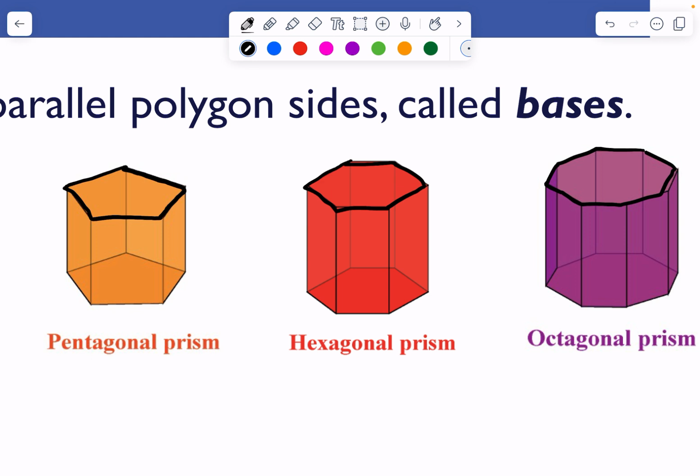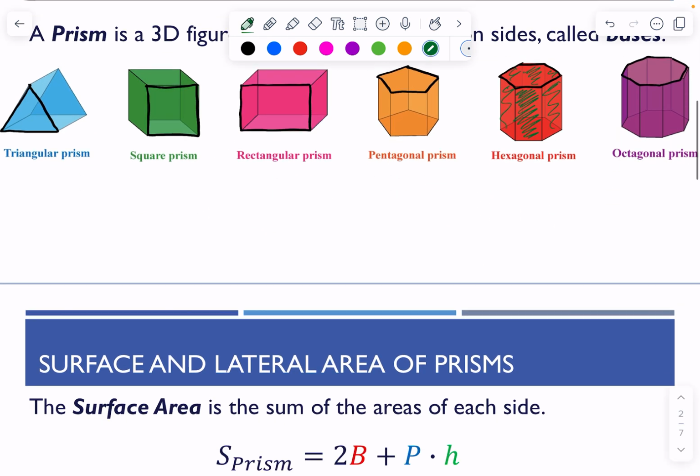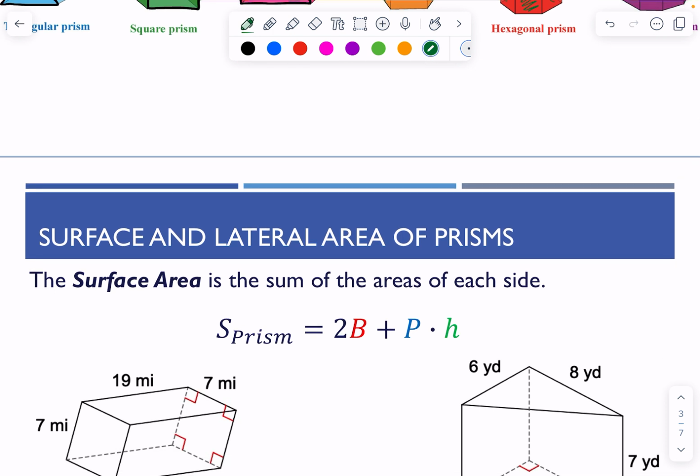Now, if you also notice, the bases are the parallel sides. But in a prism, the other sides, called the lateral sides, are rectangles. So when you look here, for example, on this hexagonal prism, this is a lateral side. And there are two of those that are exactly matching. You would just go around, and there is a lateral side to every side of the polygon that is the base.